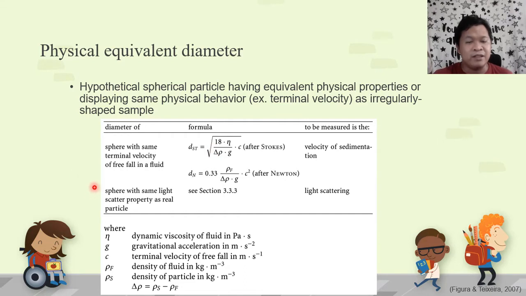Okay, on the other hand, there's also cases wherein ang gusto mo naman is a sphere with the same light scattering property as the particle in question when you are measuring light scattering. So, hindi po natin gusto na i-memorize lang yung equation, but for us to see then yung concept and application ng physical equivalent diameter na principle.